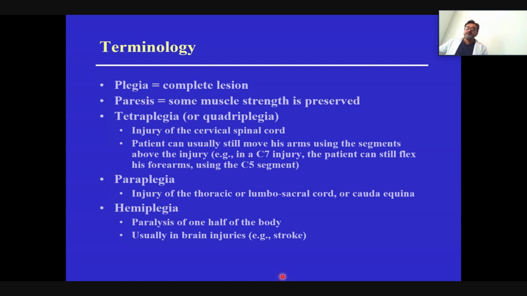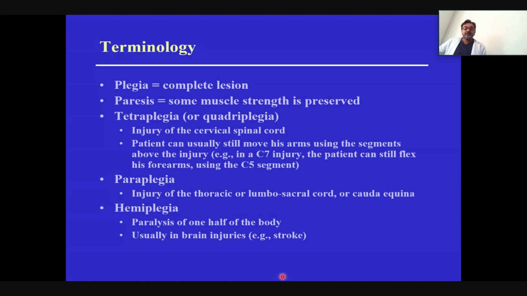Tetraplegia or quadriplegia means all four limbs are paralyzed. In an injury of the cervical spinal cord, the patient can usually still move his arms using the segments above the injury. For example, in a C7 injury, the patient can still flex his forearm using the C5 segment of the spinal cord. But usually tetraplegia means all four limbs are paralyzed.